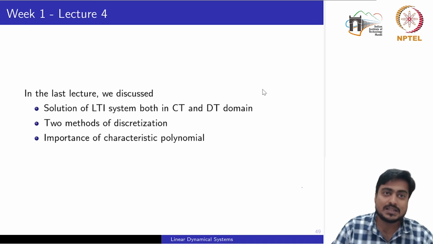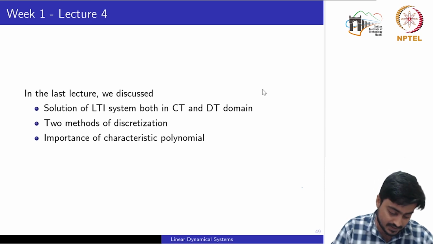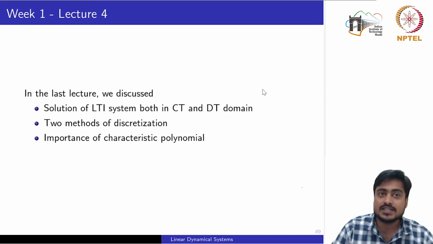We also saw the two methods of discretization, where in the first method we did the approximation, while in the second method we considered the input as a piecewise constant signal. Third, we also discussed the importance of the characteristic polynomial and its eigenvalues.